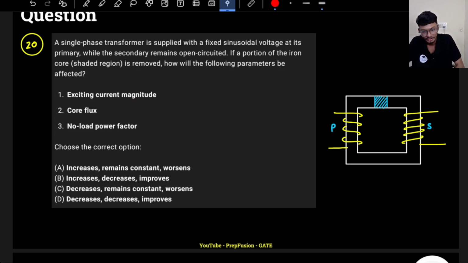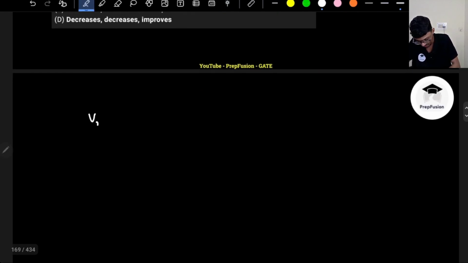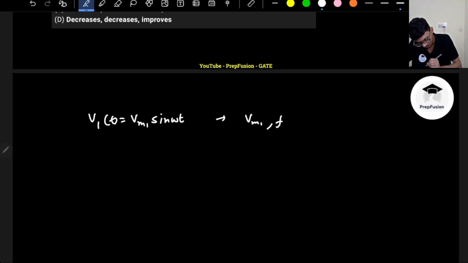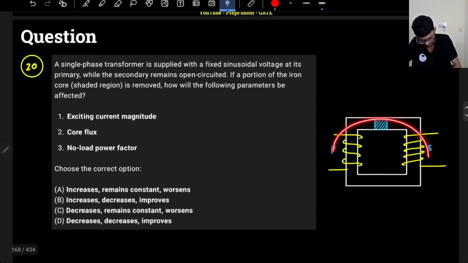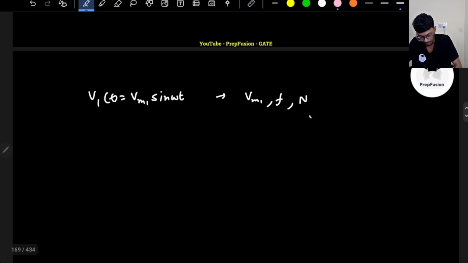So what do I know? If I apply a fixed sinusoidal voltage in the primary, let's say V1(t) = Vm1 sin(omega t). Here the peak value of the voltage is fixed, the frequency of the voltage is fixed, and of course I will not change the number of turns, so the number of turns is also fixed. And what did I tell you? If all of these are fixed, then the peak value of the flux will also be fixed. So phi m is fixed.